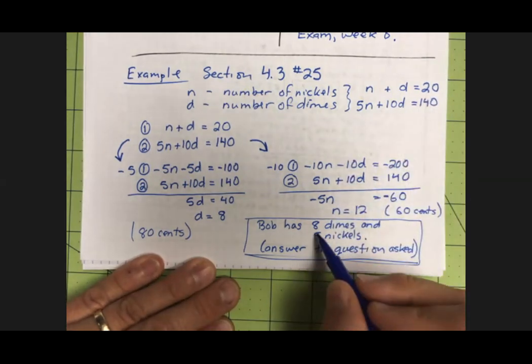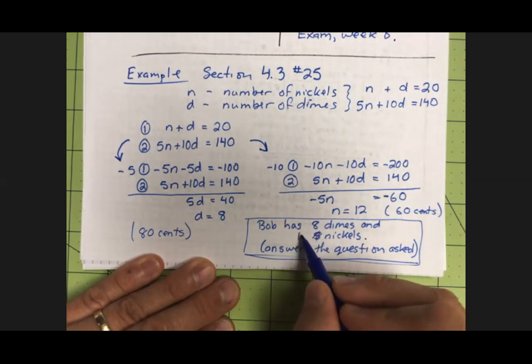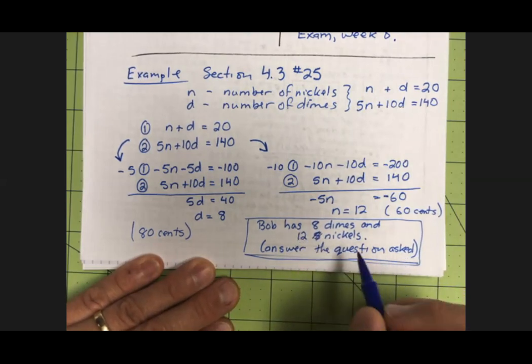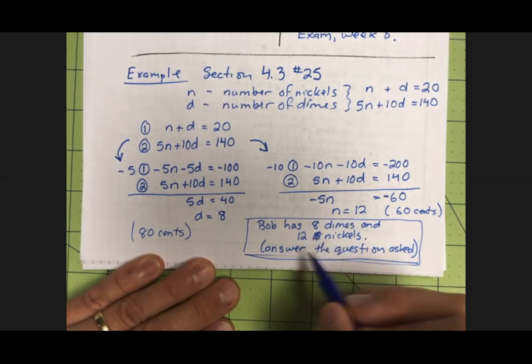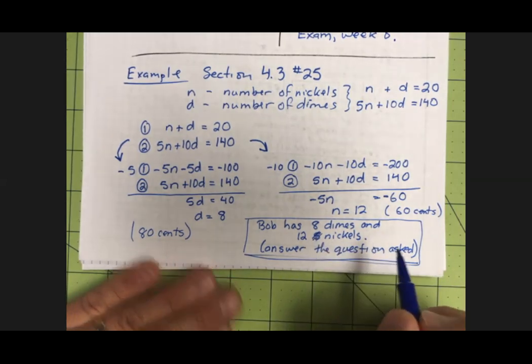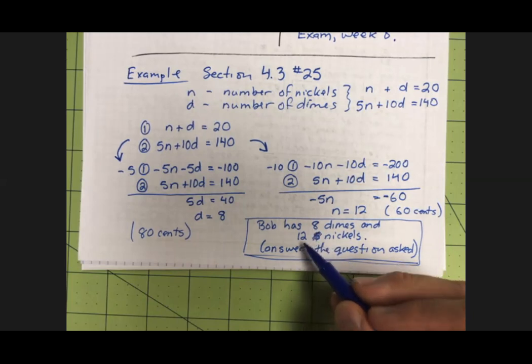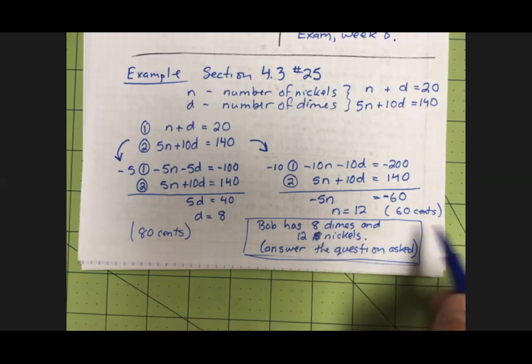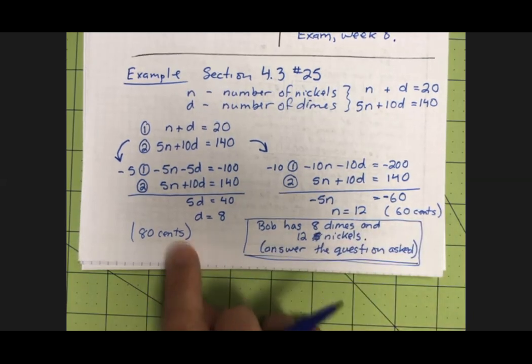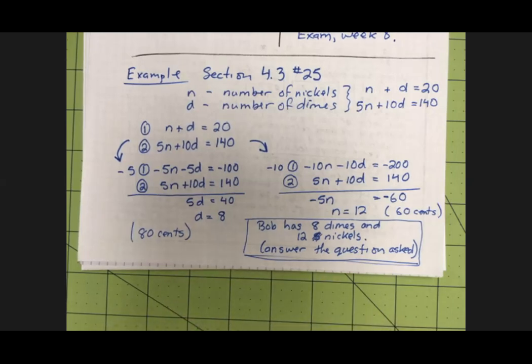I knew that. So let's make the fix. I don't have to just, you know, gently cross something out. Don't hack it out. Just say 12 nickels. Okay, now I feel better. I do have my 20 coins. Check. I do have $1.40. Check. Okay, now let's pop to the calculator.